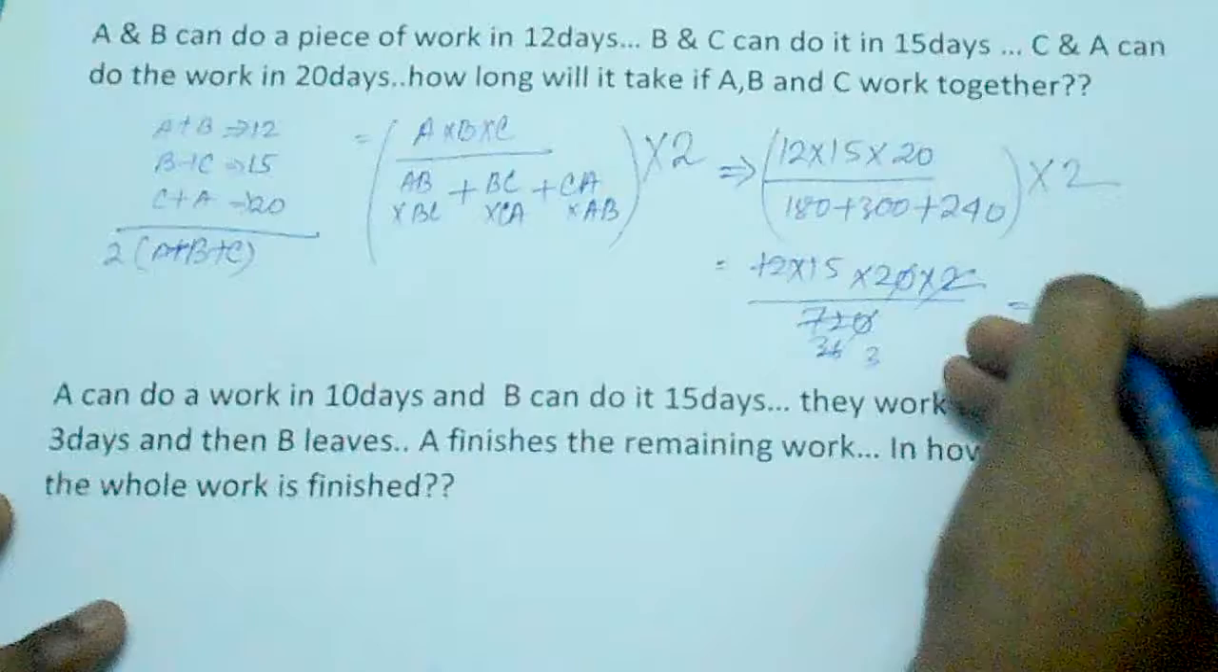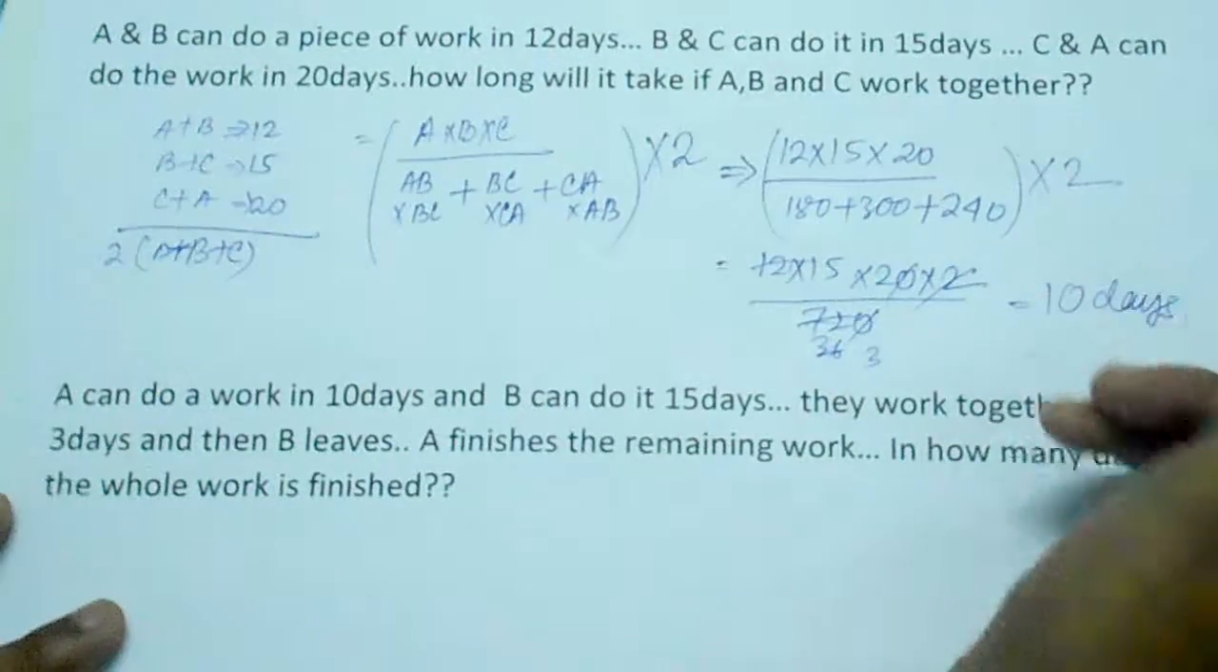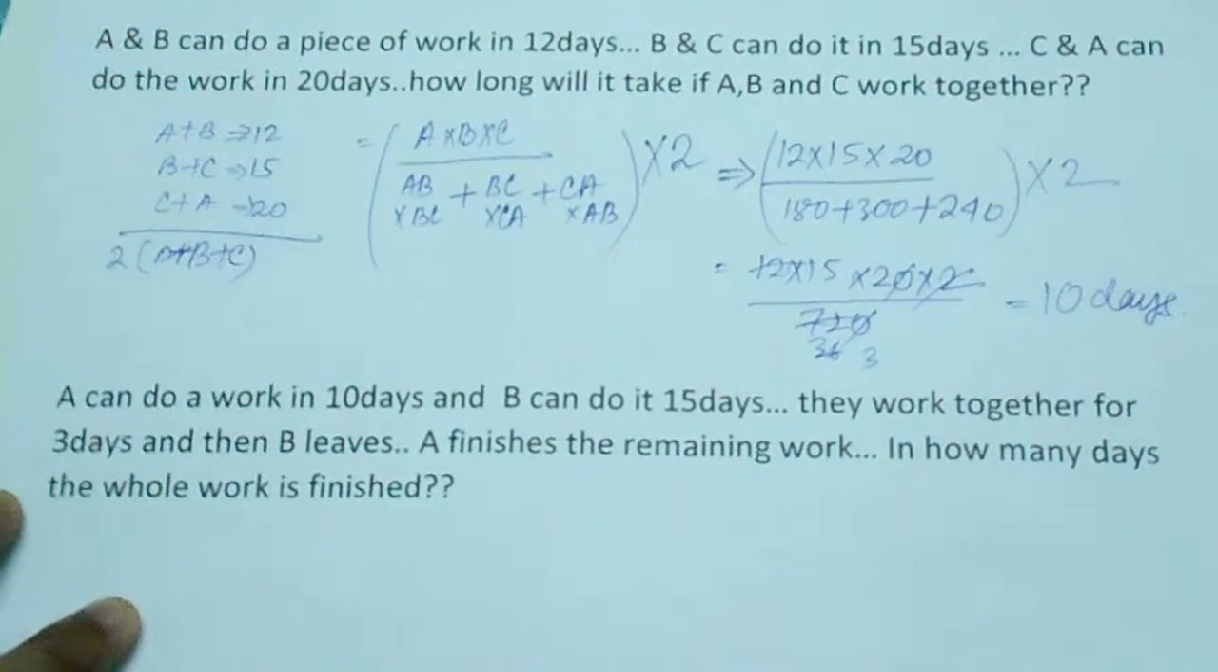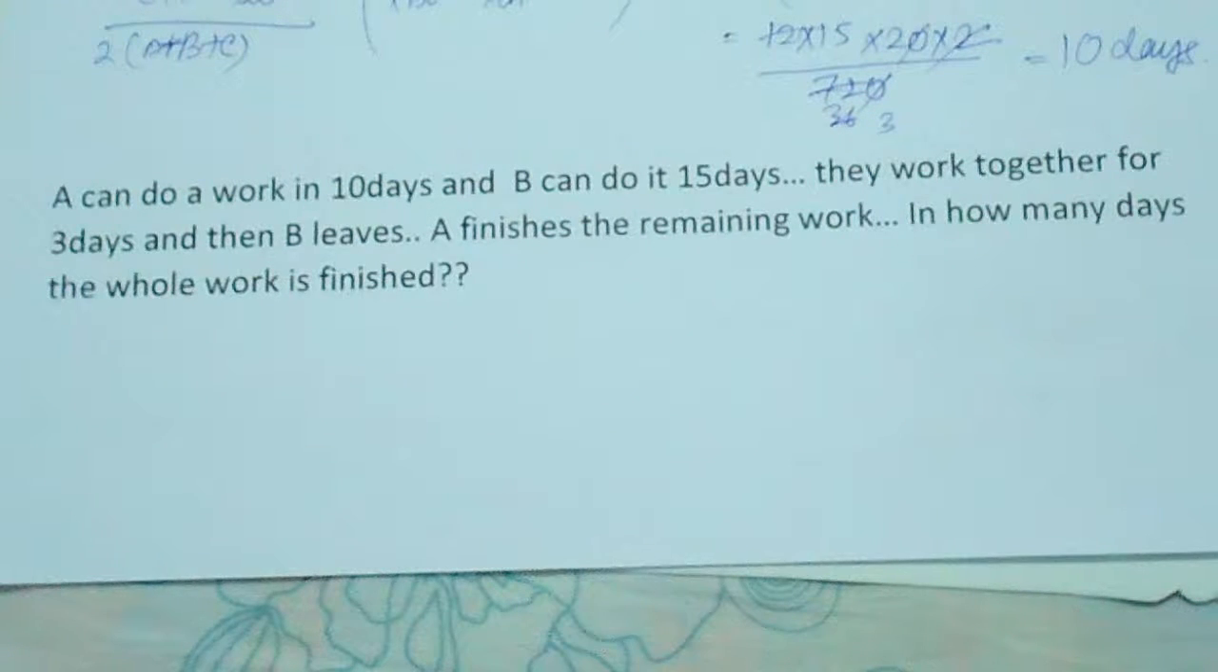So it will take 10 days for three of them to finish this work. And the next sum is: A can do a work in 10 days, B can do it in 15 days, and they work together for 3 days, then B leaves and A finishes the remaining work. So we have to find out in how many days the whole work is finished.